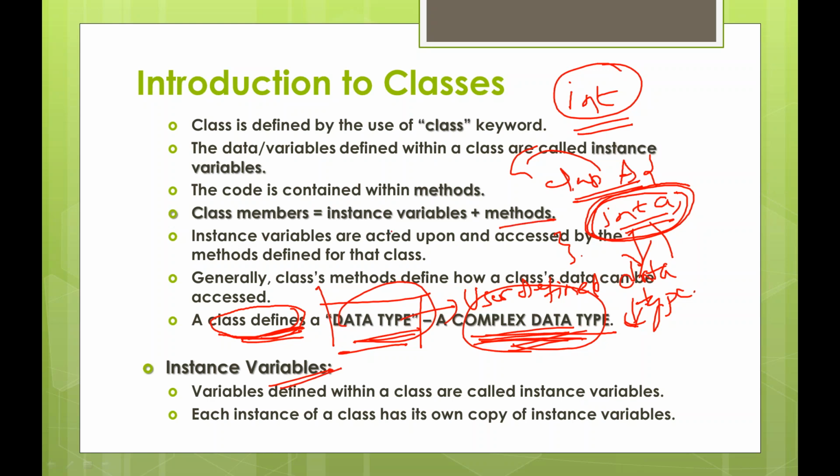The methods and instance variables are members of your class. Variables within a class are called instance variables. So this is an instance variable. This is an instance variable.